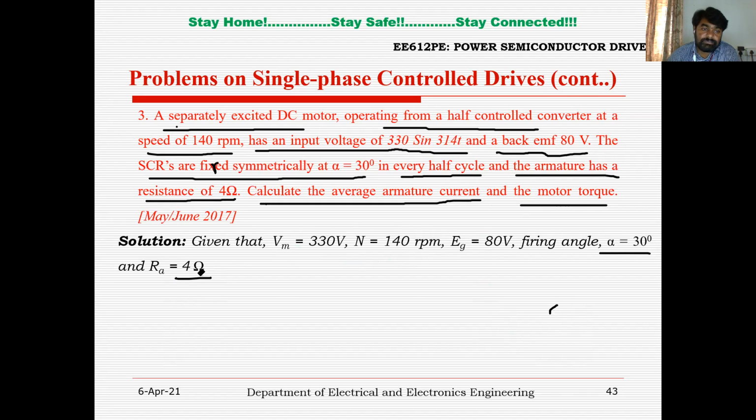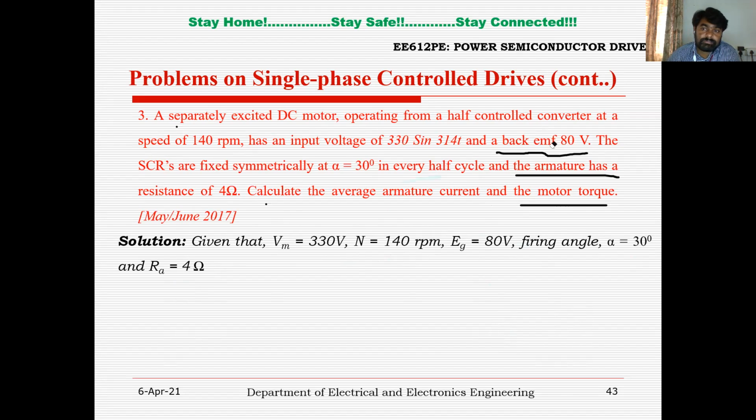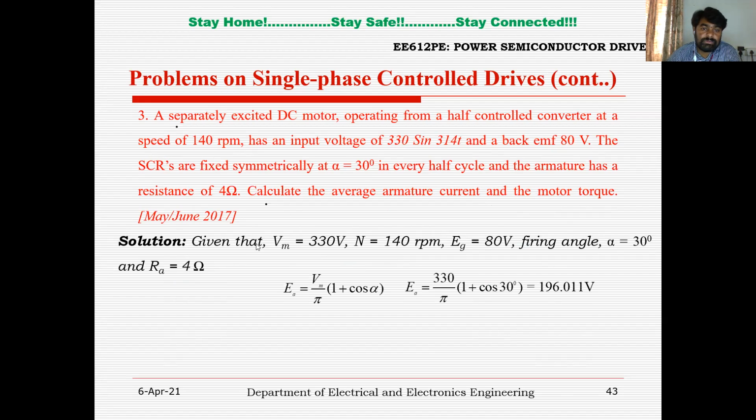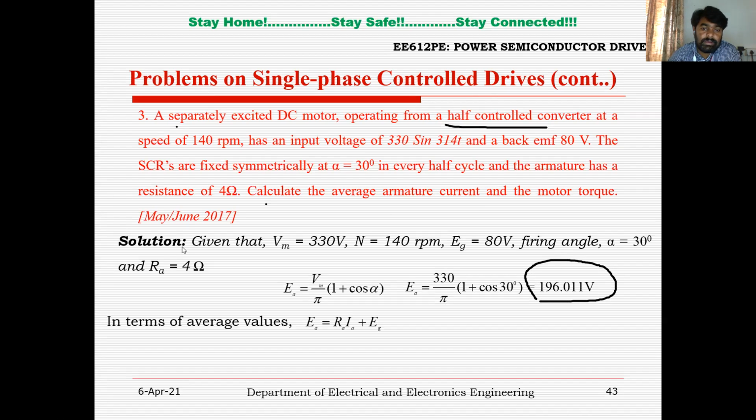So we know the expression for the torque. Since it is fed from a semi-controlled converter, Vm by pi into 1 plus cos alpha is the average output voltage for a semi-controlled or half-controlled converter. If you substitute Vm 330 and alpha 30 degrees, then you can calculate EA as 196.011 volts, right? And for a DC machine, the terminal voltage EA will be equal to the drop due to resistance plus the back EMF.